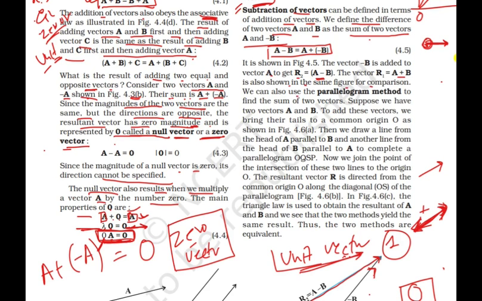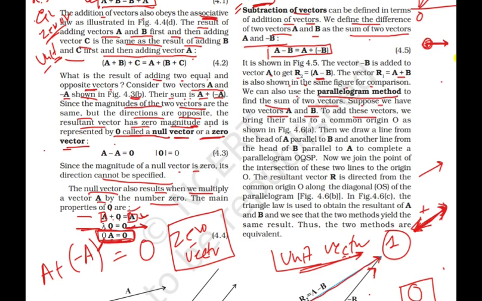We can also use the parallelogram method to find the sum of two vectors. As I already told you, for addition there are two laws, two methods. One is triangle, another is parallelogram. In most cases it is much easier to solve the addition by the parallelogram method, and in 95% of cases we will follow this parallelogram method. To find the sum of two vectors, suppose we have two vectors a and b, what we have to do is just make a parallelogram.